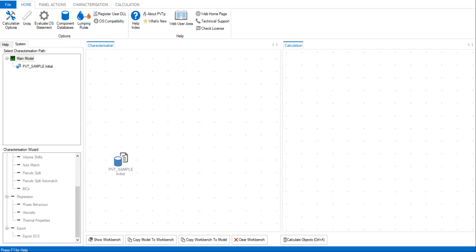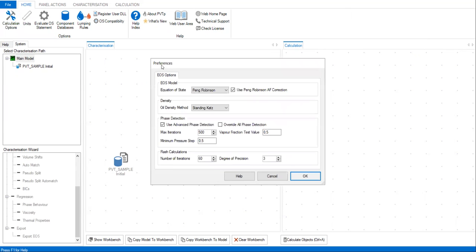Okay, so this video is going to be about introduction. So first, I'm going to show you the calculation options for our exercise. So preferences, the calculation options button. We will use Peng-Robinson for our fluid model, equation of state model, oil density method as usual, standing cuts, and we can leave other as per default.